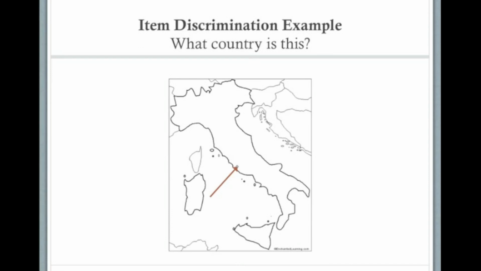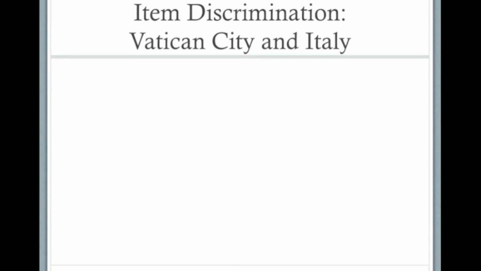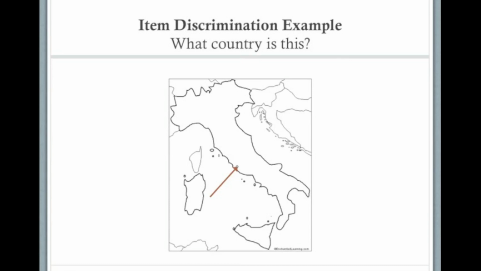Let's work through an item discrimination example. Take a look at the screen. What country is this? If this were an item on the test, I'm guessing that some of you would probably say Italy. Wrong. I was looking for Vatican City. So sorry. Vatican City is technically a country, and if you look at where that arrow is pointing, it seems to be pointing to this area right in the Rome area. There's a little hexagon shape. Oh, definitely the answer was Vatican City.